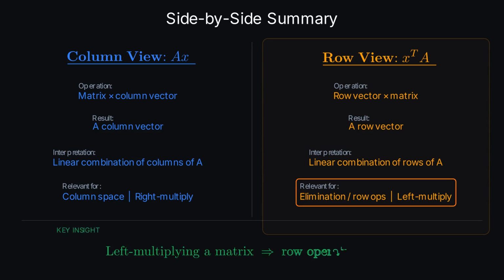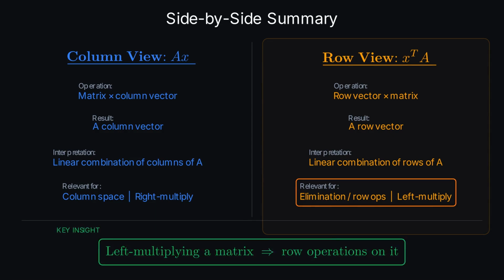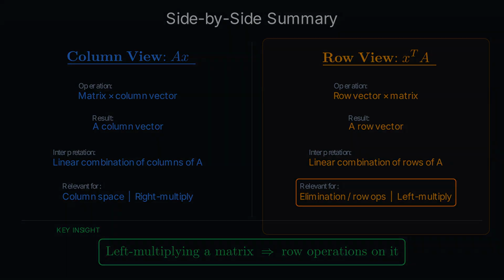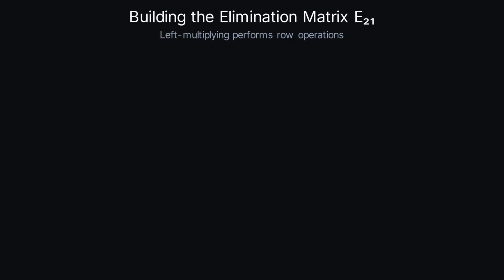For elimination, the row view is what matters because left multiplying a matrix performs row operations on it. This is the key insight that will drive everything we do with elimination matrices. Left multiplying performs row operations. We need a matrix that does one specific step. Subtract 3 times row 1 from row 2. Let's build it step by step.